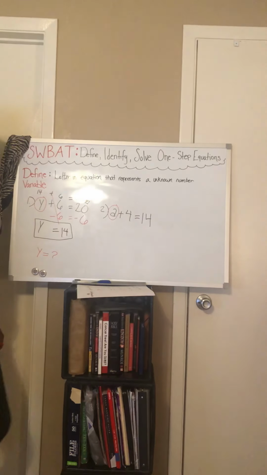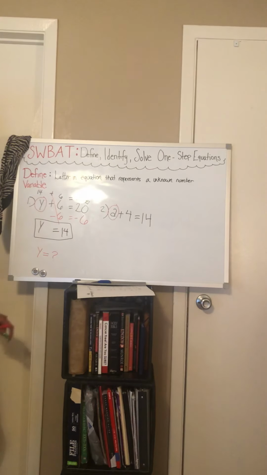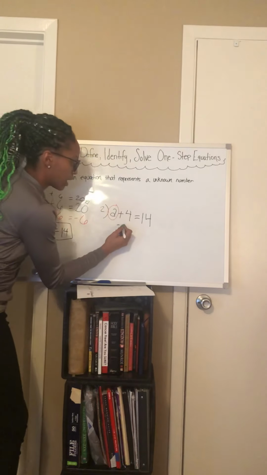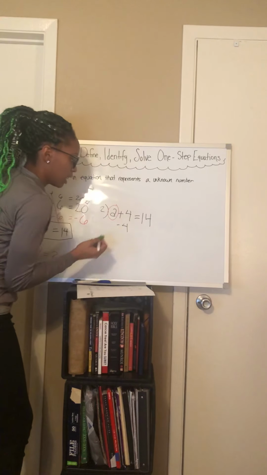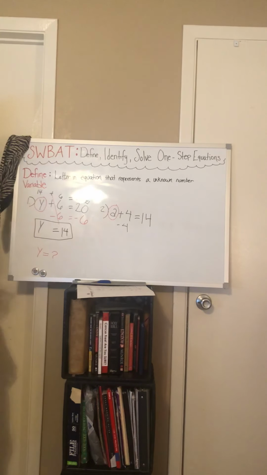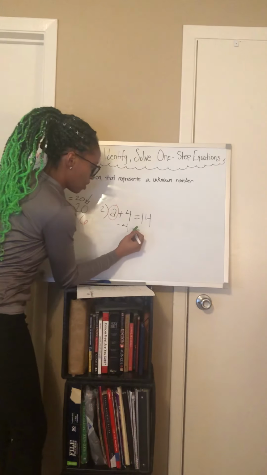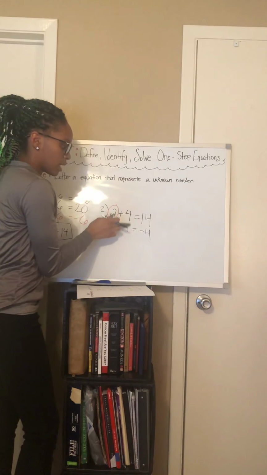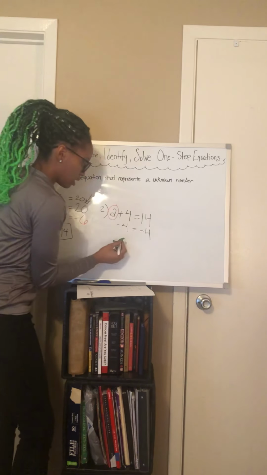What would we do? Exactly. Opposite of addition is subtraction. So we want to subtract this 4. And what did I say earlier? What we do on this side of the equation, we must do on the other side of the equation. Remember again, keep your equal signs so that we don't get lost.